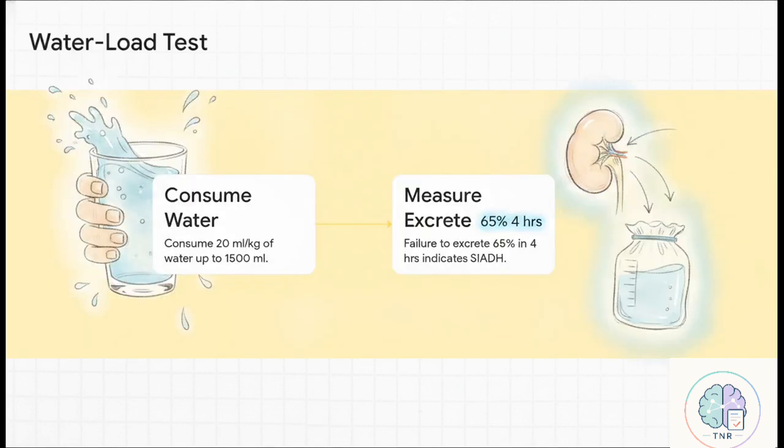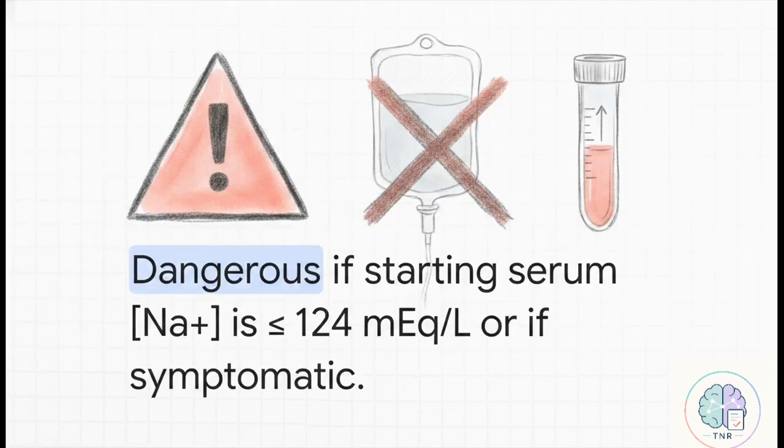So what happens in those tricky cases where serum or urinary ADH levels aren't directly measured? Well, that's where the water load test comes in as our definitive diagnostic tool. Here's how it works. The patient drinks 20 milliliters per kilogram of water, up to a max of 1,500 milliliters. Then we measure their water excretion over the next 4 to 5 hours. If they fail to excrete 65% of that water in 4 hours or 80% in 5 hours, that directly indicates SIADH.